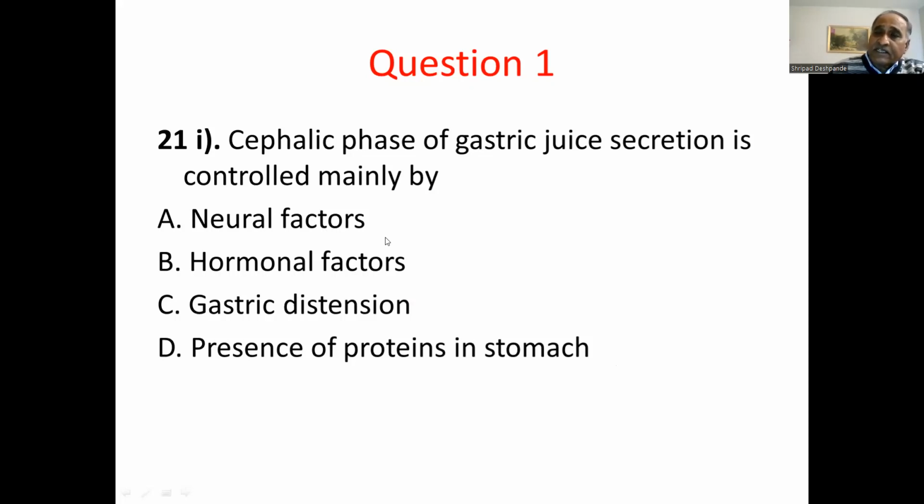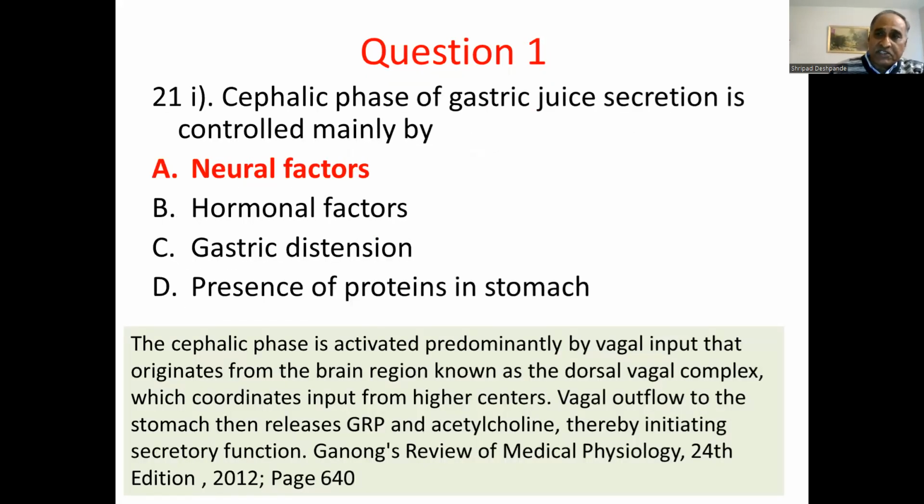You know that a number of inputs from the brain, even psychological conditioned reflexes, and other hypothalamic and limbic influences, will stimulate the vagus in the medulla. That's the dorsal motor nucleus of the vagus in the medulla, and then bring about the actions.